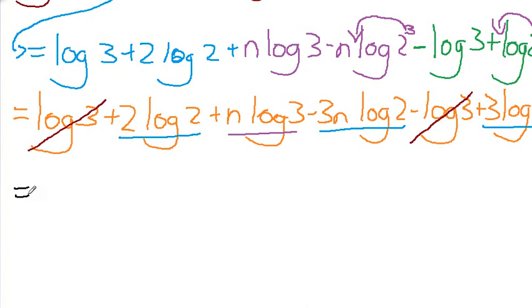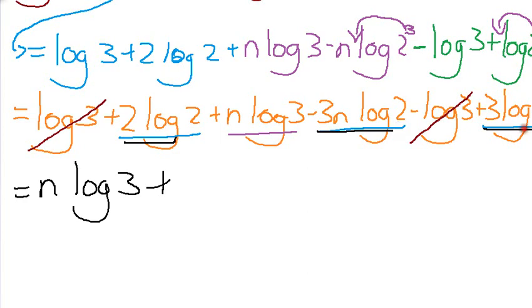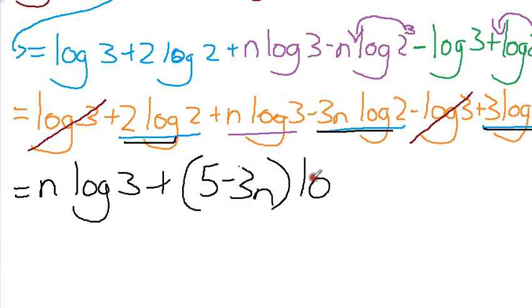Right. So we have, let's write down n log 3 first. n log 3 plus 2 log 2 minus 3n log 2 plus 3 log 2. So that's going to be 5 minus 3n log 2. So that is pretty much as simple as we're going to get that.